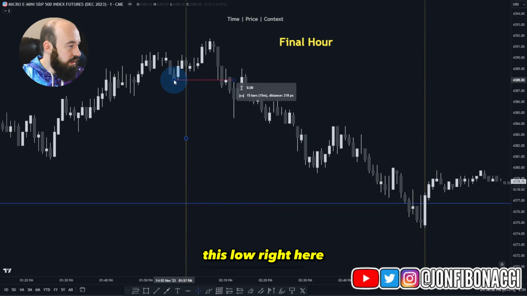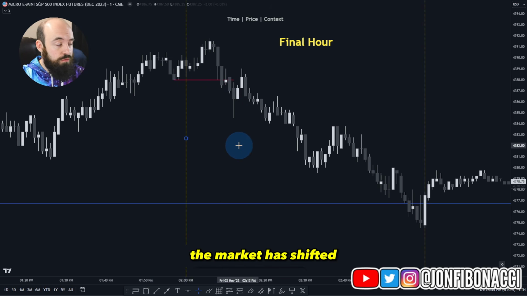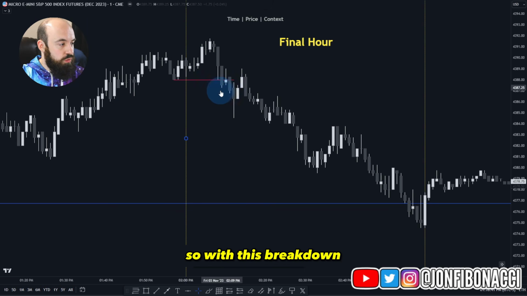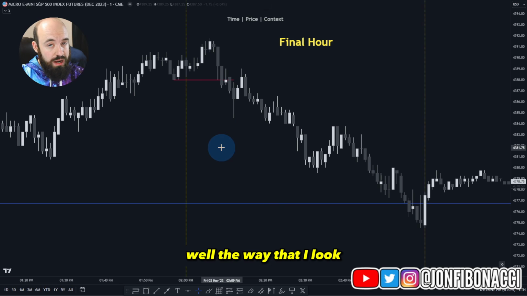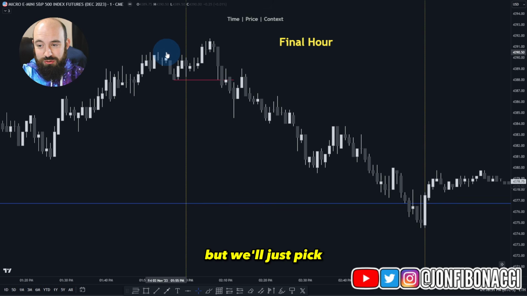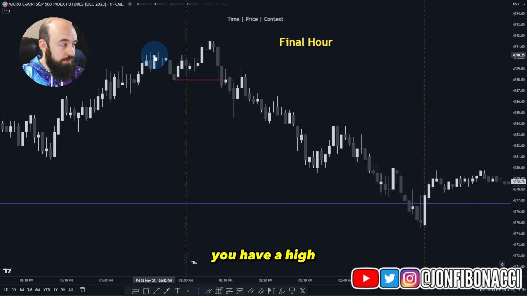Oops, it's this low right here. Okay. So now the market has shifted from bullish price delivery to bearish price delivery. Okay. So with this breakdown, what is the formation you see right in here? Well, the way that I look at it is a high. These are actually triple highs, but we'll just pick one of them. A high, or the highest body right here. You have a high, a low, and then a higher high, and then a lower low.